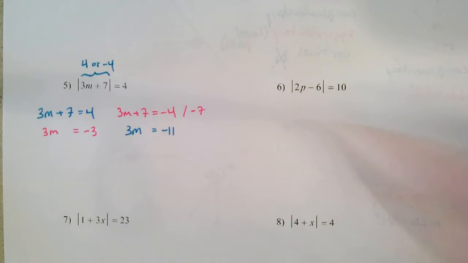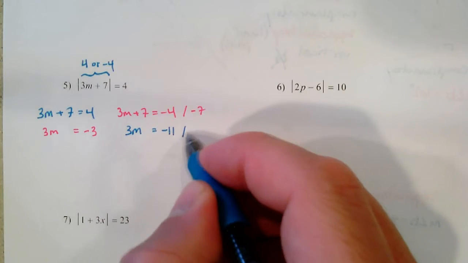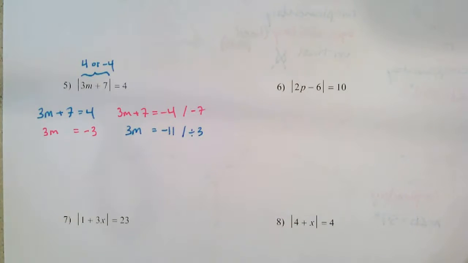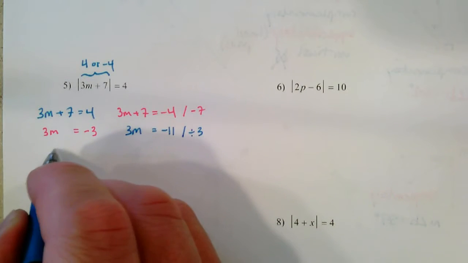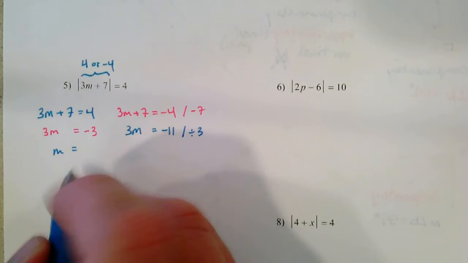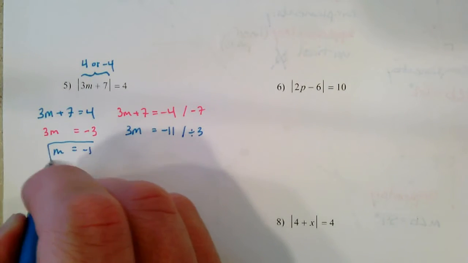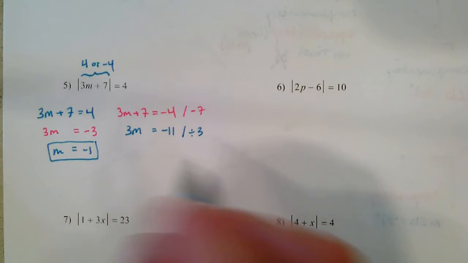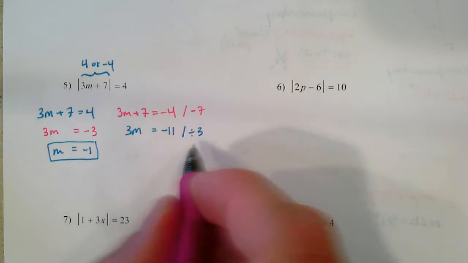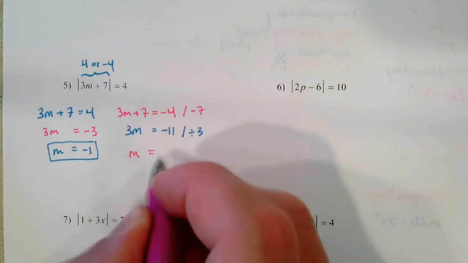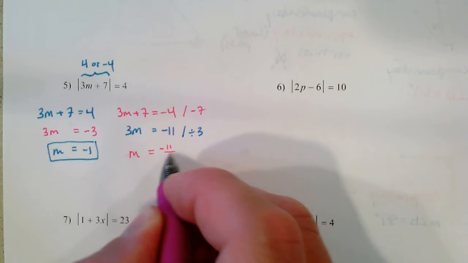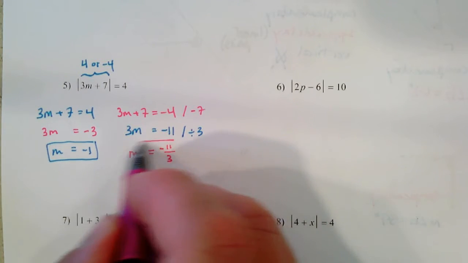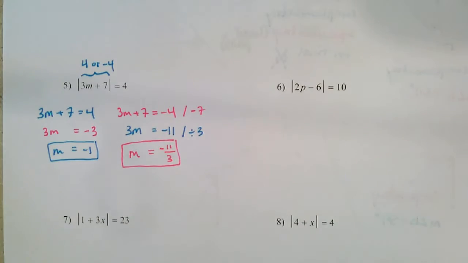Over here, our next step is to divide by 3. When we do that over here, we end up with 3m divided by 3 is m, and negative 3 divided by 3 is negative 1. And over here, we divide by 3, and negative 11 divided by 3 is negative 11 over 3. And we're just going to leave it like that. We're not going to work that out as a decimal.